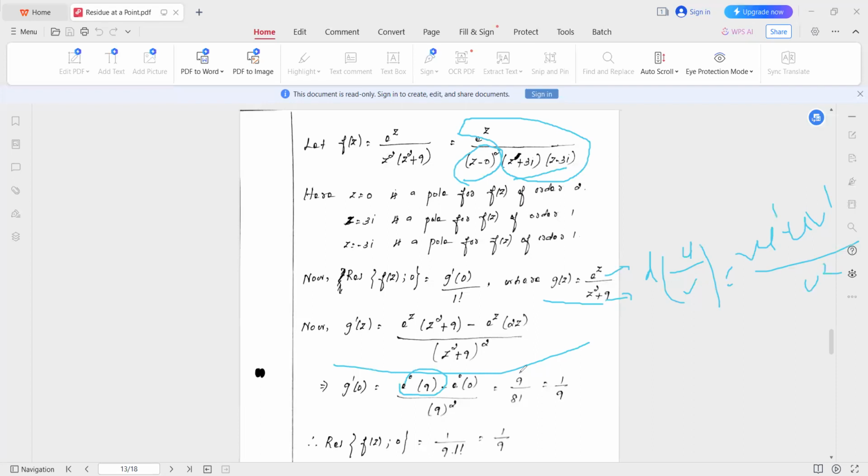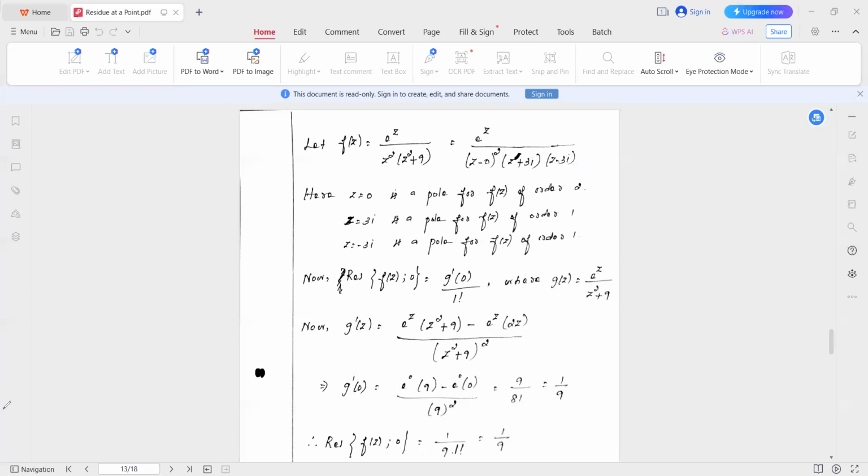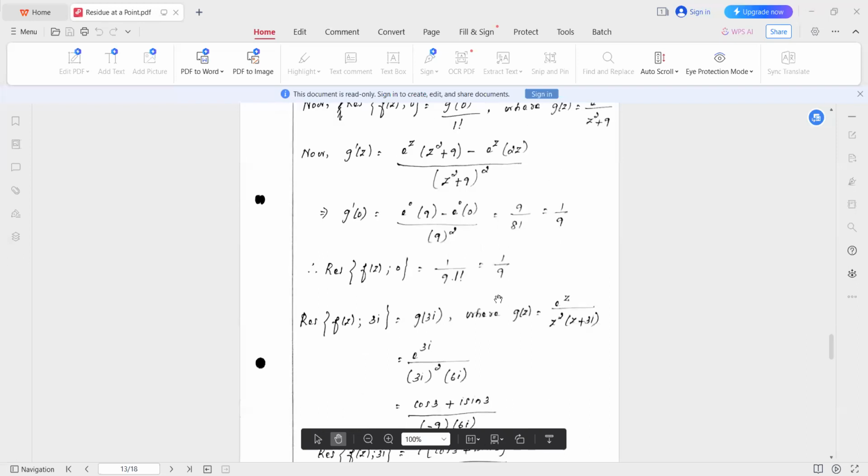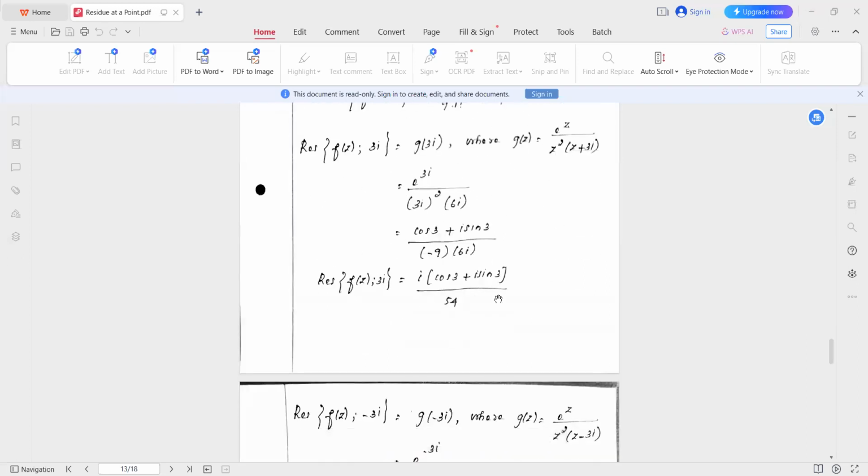So therefore, residue of f of z at the point 0 is g dash of 0 by 1 factorial. g dash of 0 is 1 by 9 divided by 1 factorial, which is equal to 1 by 9. Okay, so next we find the residue at the remaining 2 points. Residue of f of z at the point 3i is equal to g of 3i.